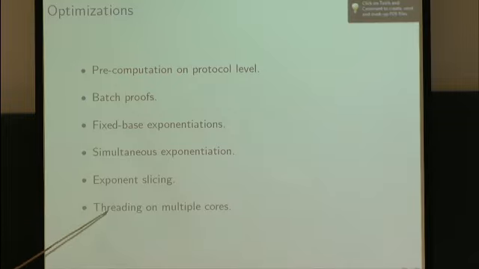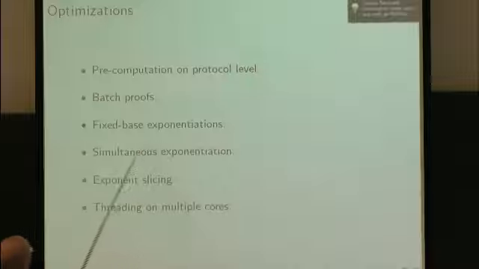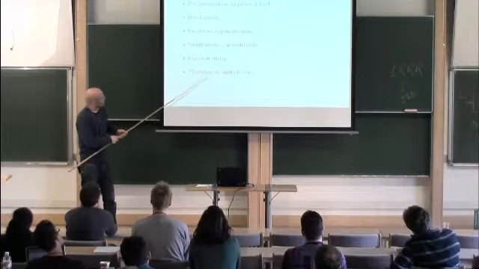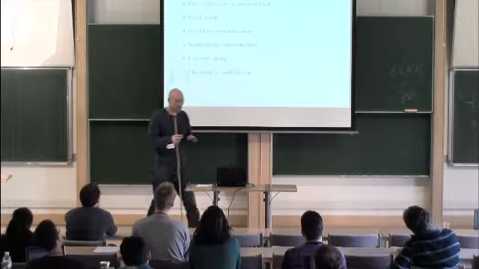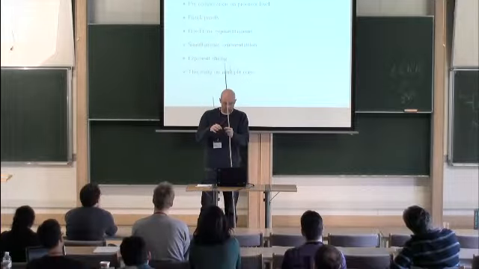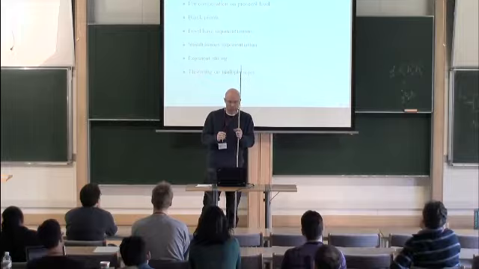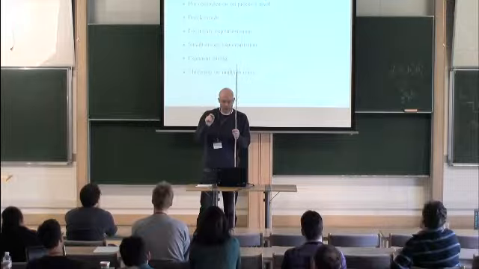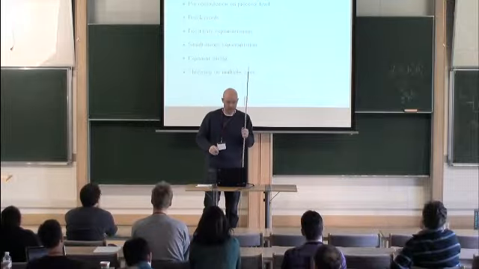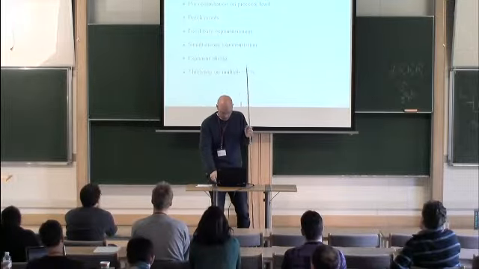Exponent slicing and everything is threaded. All the heavy computing is threaded on multiple cores. But all of this is hidden as far down as possible in the code, right? So you don't see that in any logic code. It's done inside, encapsulated in small pieces. So there are very few loops higher up in the code, which I think is important.